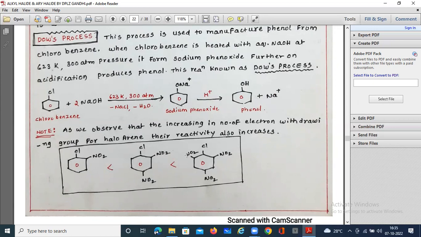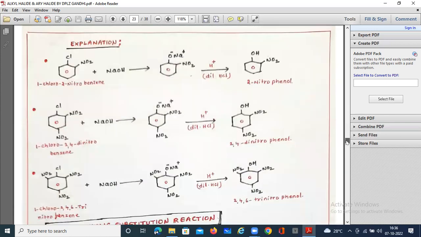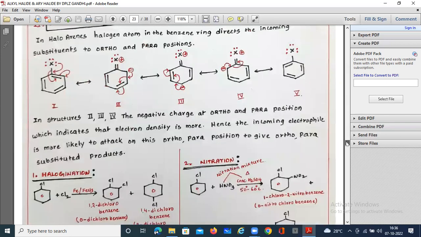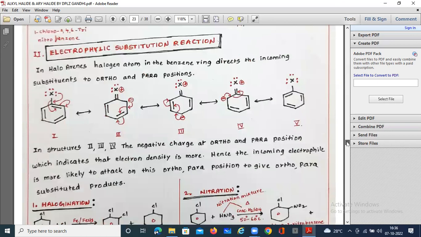One more important point should be noted over here: with an increase in the number of minus I groups over haloarenes, the reactivity also increases. That's it. Next, go to the second one, electrophilic substitution reactions. In haloarenes, what's going on over here? Let us check.